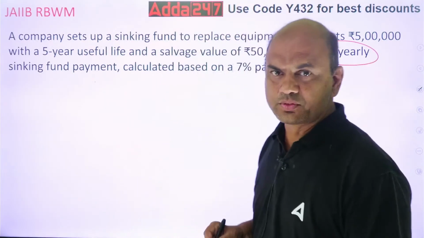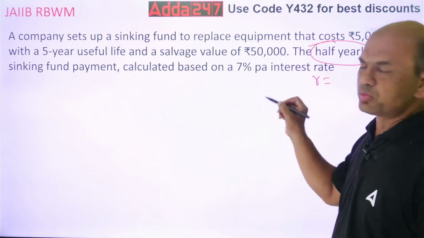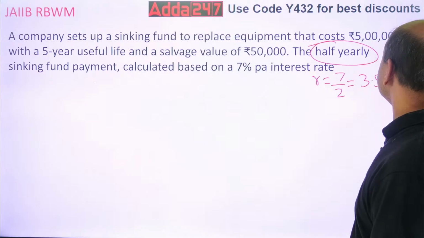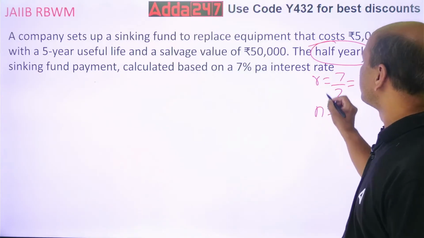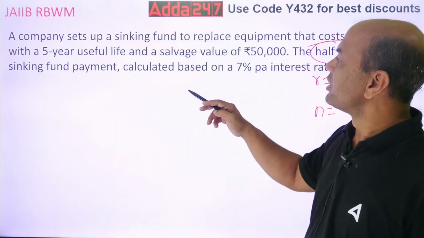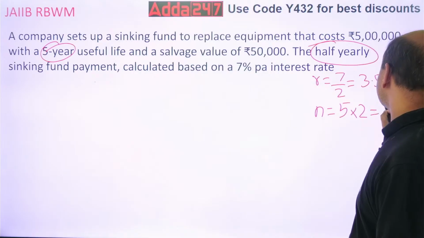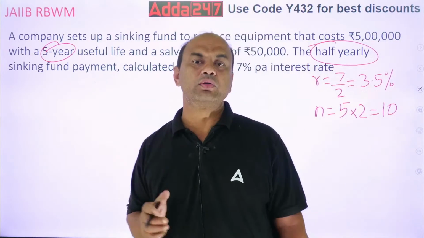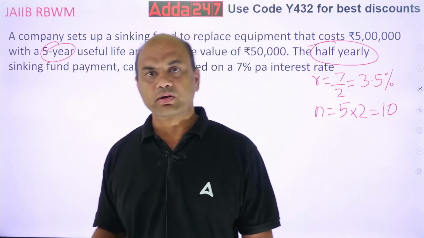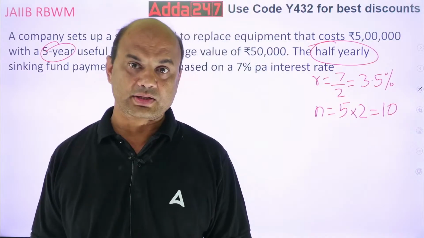Whenever you are doing anything half yearly, the formula is the same. Only what you do, R equals whatever is given as R divided by 2. So 7 upon 2, half yearly, 3.5%. N is multiplied by 2. Whatever number you divide R by, the same number you multiply N by. What is the N given? 5 years useful life, so N equals 5 into 2, that is equal to 10. Never forget this basic: whatever number you divide R by, the same number you multiply N by. Clear, everyone?